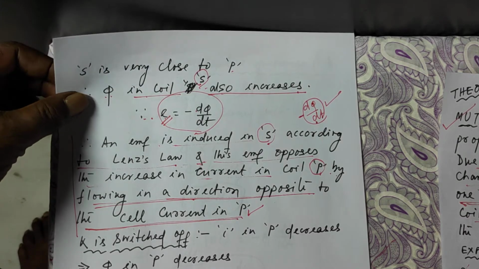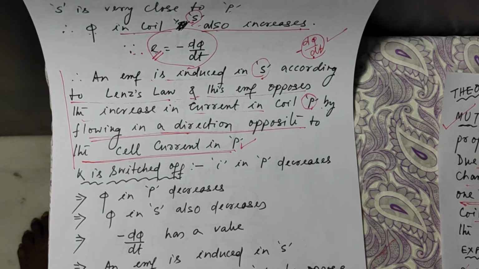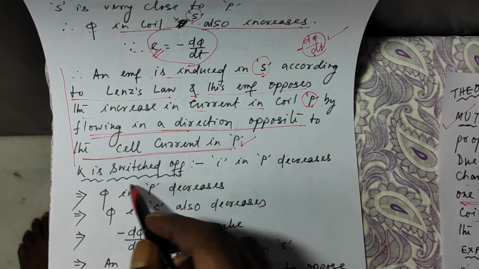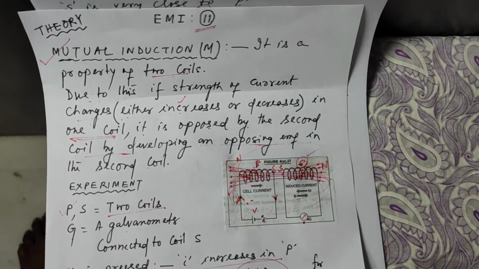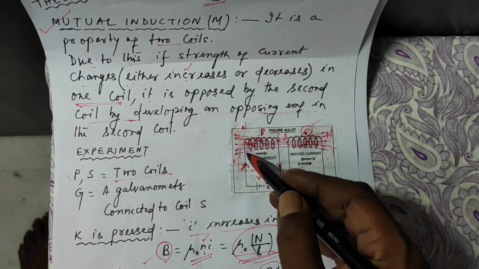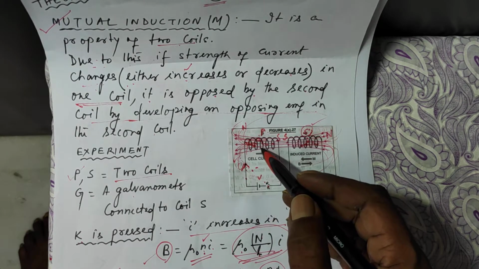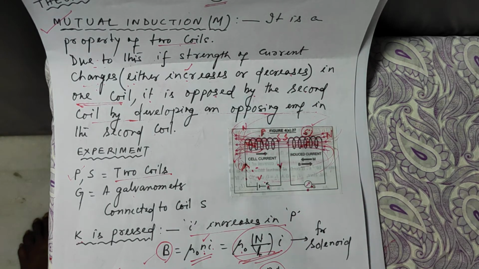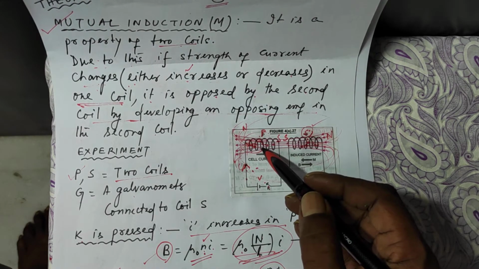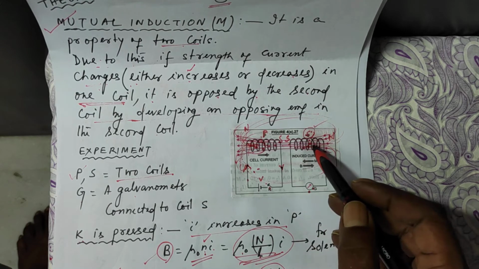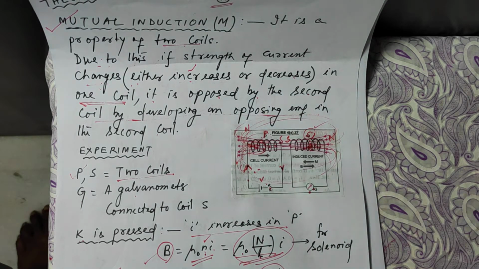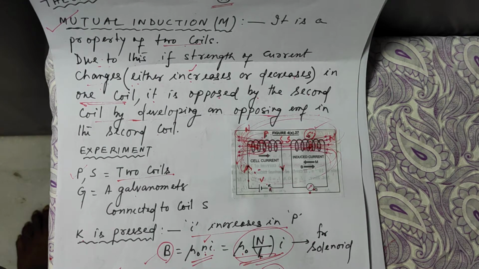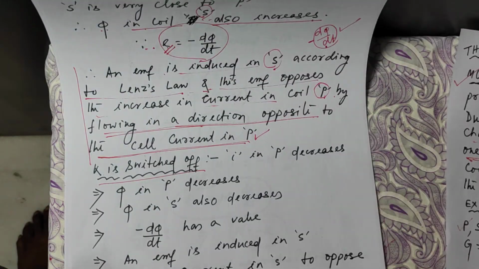Now similarly, when the key is switched off, current starts decreasing in this. So the flux through the coil P decreases, and S is very close to P. All these lines of force are passing through S, so flux through S also decreases. Means d phi by dt has a value, means there is an opposing EMF.